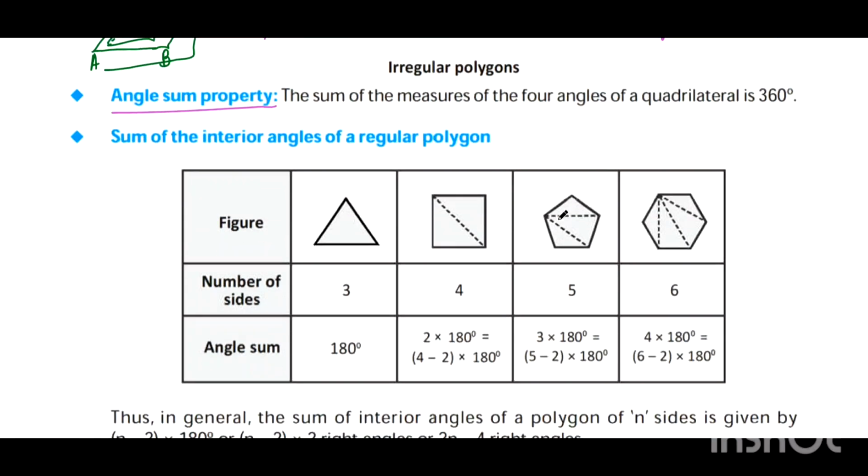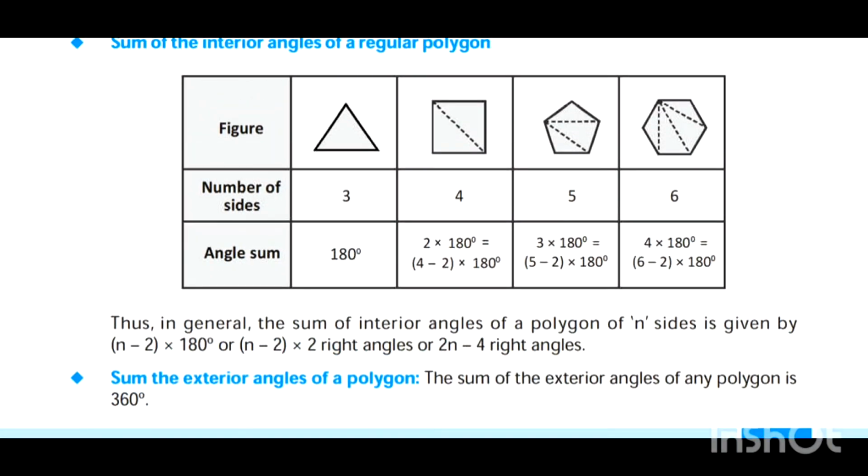Now moving to the next. See, always remember exterior and interior angles. Suppose I am drawing a triangle. Now these angles are called interior angles. Why interior? Because they are inside the closed figure. But if I am talking about this angle, then I will say it is an exterior angle, because it lies outside the closed figure.